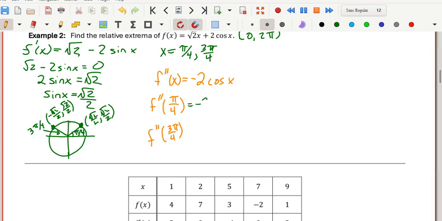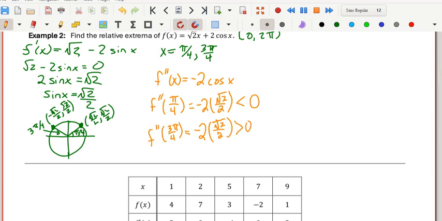Change back to orange. And that's an eraser, not a pen. Back to orange. Got it. Cool. Negative 2 times square root of 2 over 2. And I don't care what that is. I mean, obviously the 2's cancel, but that is less than 0. And the f double prime of 3 pi over 4 is negative 2 times the negative square root of 2 over 2. And that thing is greater than 0.